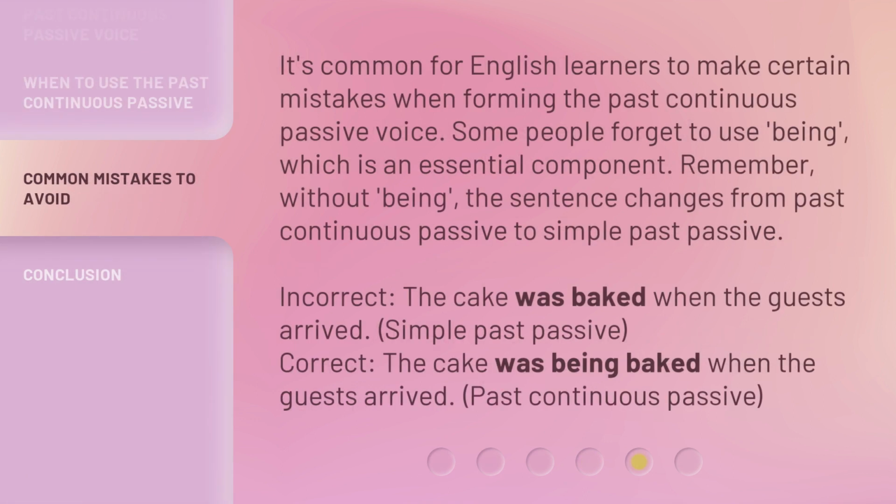It's common for English learners to make certain mistakes when forming the past continuous passive voice. Some people forget to use "being," which is an essential component. Remember, without "being," the sentence changes from past continuous passive to simple past passive. Incorrect: The cake was baked when the guests arrived. Simple past passive. Correct: The cake was being baked when the guests arrived. Past continuous passive.